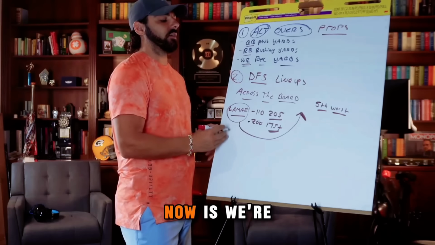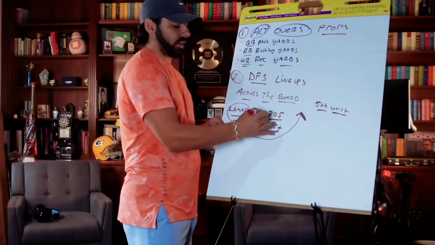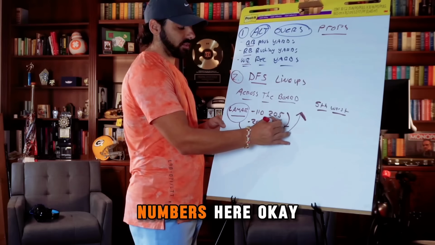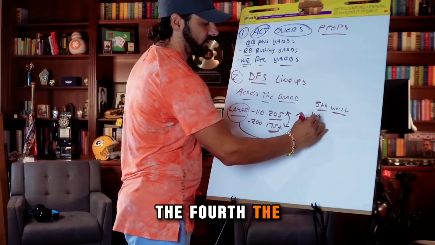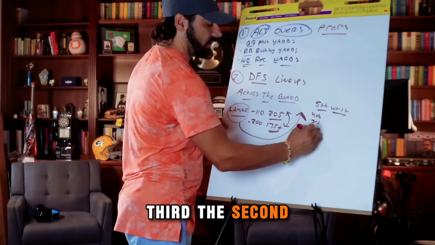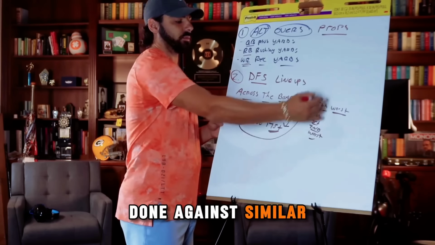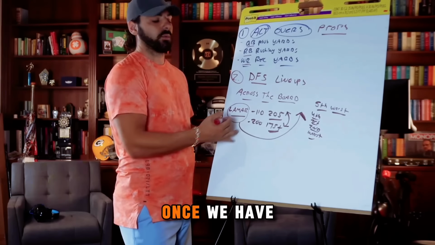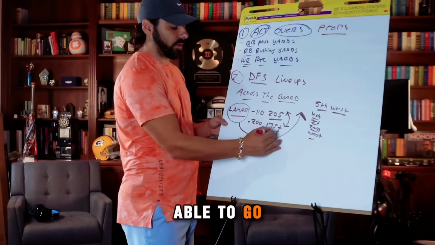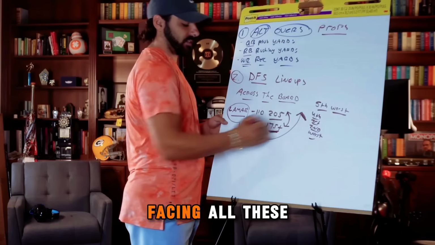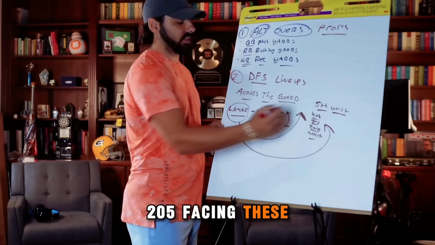What we're going to do now is backtrack. We're going to see how he's done against these numbers, both of these numbers here. We're going to see how he's done against the 5th, the 4th, the 3rd, the 2nd, and the worst defenses, similar defenses in this scenario. Once we have done that, we should come up with a number of how many times he was able to go over 175 passing yards facing all these teams, and how many times he was able to go over 205 facing these teams.